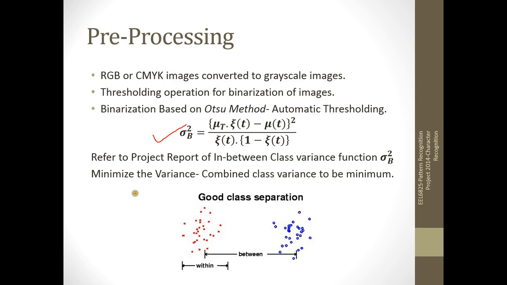So the basic idea is to have a cluster of pixels which have intensity towards black and intensity towards white. We have to maximize the in between class variance. So the classes are the cluster of pixels. So we have to maximize the in between class variance so as to have a good threshold value.